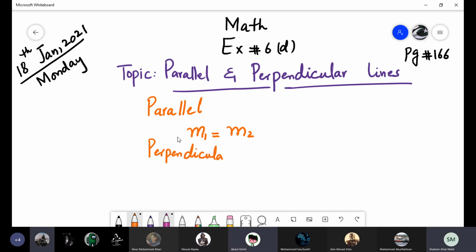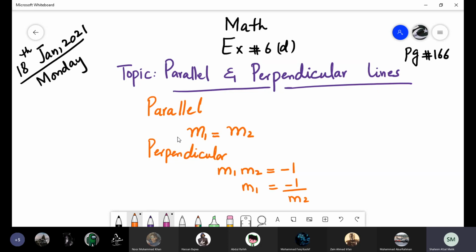m1 is equal to minus 1 over m2. Yes, we can write that the product of m1 and m2, the product of the slopes of two lines, will be equal to -1. Or if any one slope is already mentioned, we can use this formula also, that the second slope will be the negative reciprocal of the other one. It can be m1, it can be m2 also.